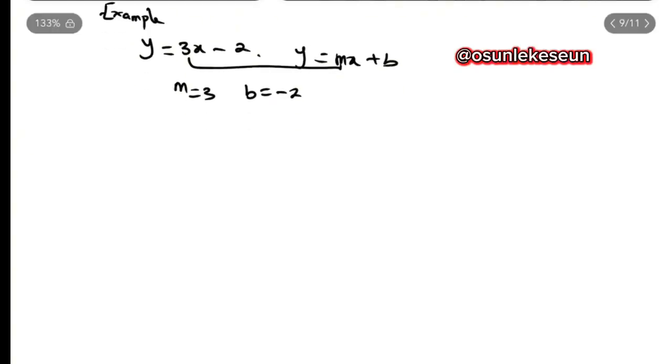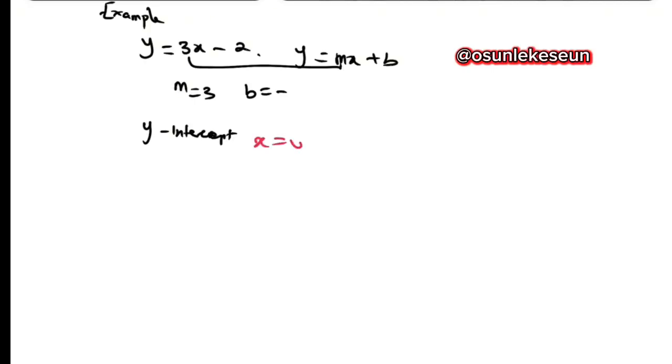So now let's get our intercepts. The y-intercept is at the point where the line goes through the y-axis, and at that point x is going to be 0. So we're going to substitute 0 for x in the equation. y becomes 3 times 0 minus 2, which is 0 minus 2. That's y equals minus 2.